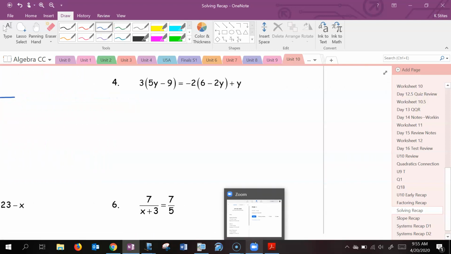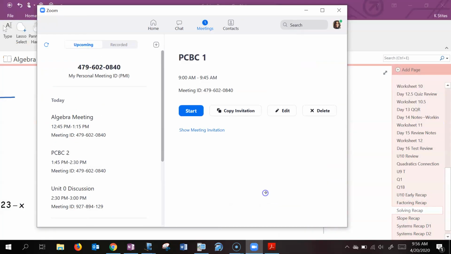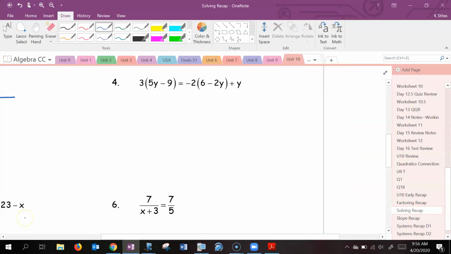All right, 3 more for us. We're going to make it a little more difficult here. We're going to go ahead, and we're going to distribute in 2 places. 3 times 5y is 15y. 3 times negative 9 is negative 27. Bring down my equal sign. Make sure I distribute over here as well.